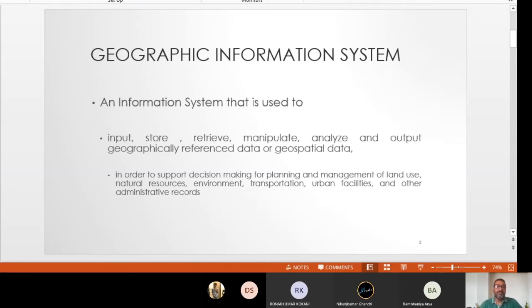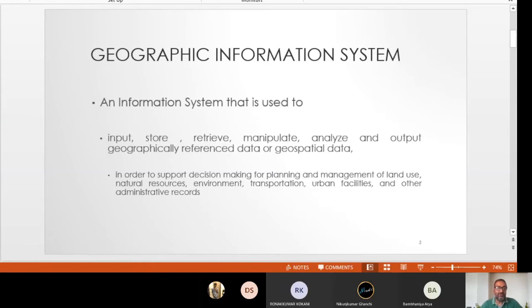So this geographic information system, what it is: we input the data, or sometimes data is captured. We store the data, retrieve back the data. Sometimes we manipulate the data, then analyze the data. And these functions are available. Each and every function is available in a GIS application. And finally, what we take is the output. Again, we are taking output in terms of data files.